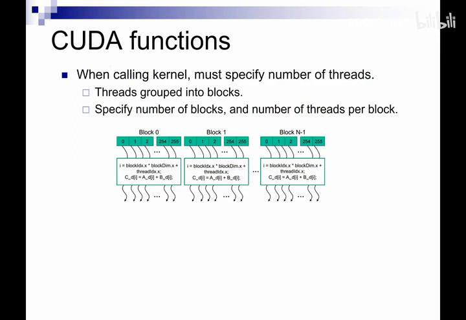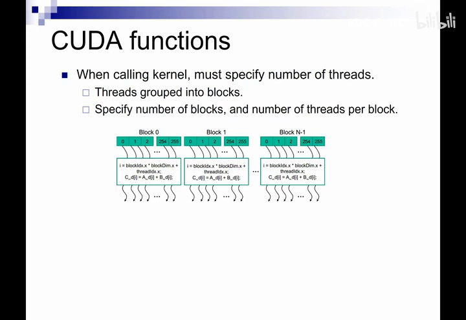Okay, so now for the CUDA functions, the GPU functions are referred to as kernels. So when you run a kernel, these things are always going to be parallel, right? You would never want to run just a single thread on a GPU. And so you have to say how many threads you want in the kernel. Now, you don't just give a single number for the number of threads.